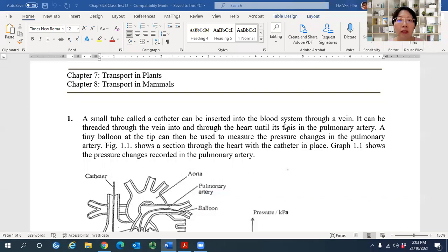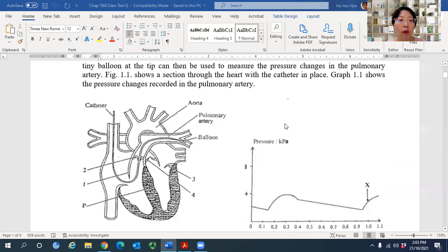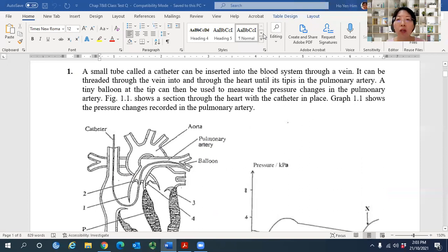Right. So we'll be discussing the class test paper. Question number 1. A small tube called the catheter can be inserted into the blood system through the vein, and it can be threaded through the vein into and through the heart until its tip is in the pulmonary artery. So this is usually what the doctor will do, right?